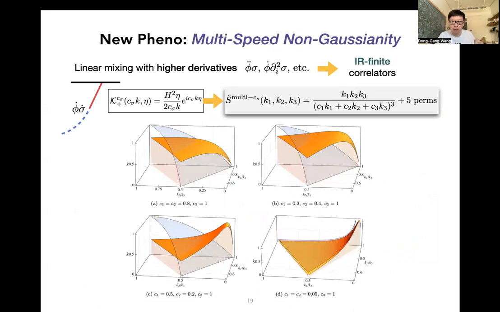However, if we consider the linear mixing with higher derivatives, like phi double dot sigma, phi dot sigma dot, and so on, then the correlators in the end become IR finite. And in this case, we have different sound speeds: the sound speed for the inflaton field, c_s, and the sound speed for the sigma field, c_sigma, and so on. Then the shape function becomes dependent on the sound speed ratios. Basically, the sound speed ratio controls the location of the peak of the shape function. By tuning the sound speed ratios, we can change the location of the peak of the bispectrum shape. And here it provides a new class of shapes called multi-speed non-Gaussianity. We can see that the shape function interpolates between the standard equilateral shape and the standard local shape. And this could be something interesting for upcoming observational surveys.